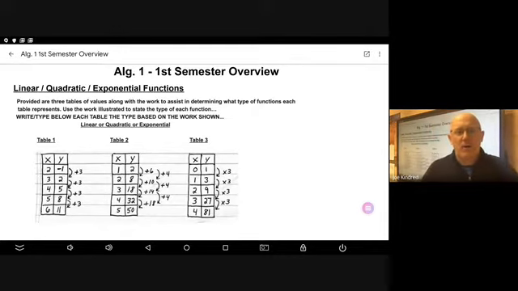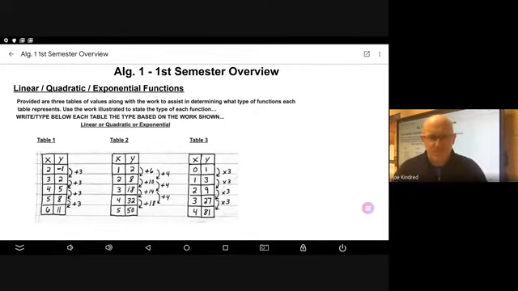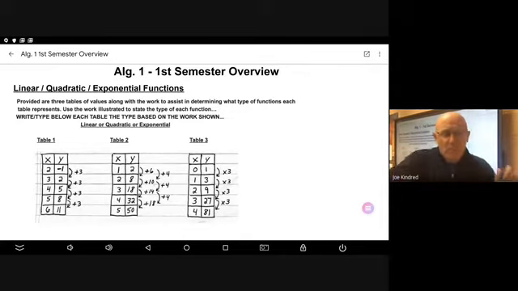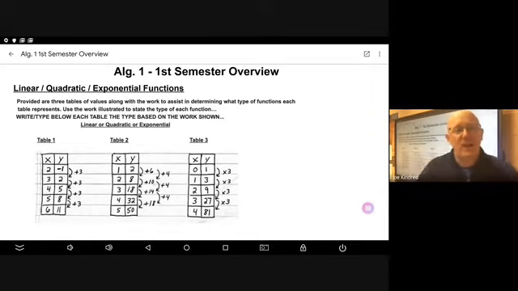first semester. It starts with our discussion of the three major functions that we study in algebra: linear functions, quadratic functions, and exponential functions. And if you look here on the screen, we provided three tables of values along with the work to assist in determining what type of function each table represents. And it was noted that when you look at tables, you're looking for patterns. You can see that table 1, table 2, and table 3 have different patterns. Each of them represents one of the three functions: linear, quadratic, or exponential.